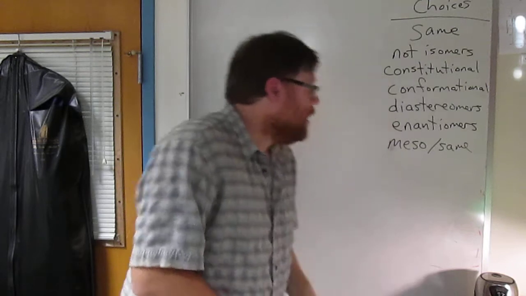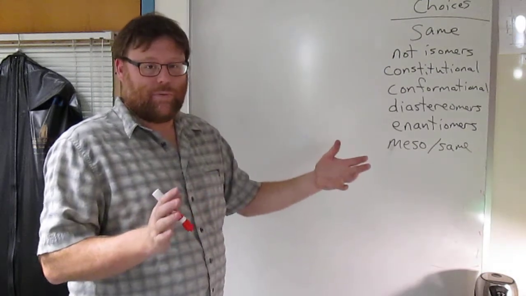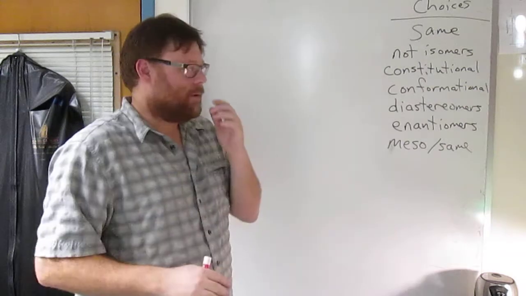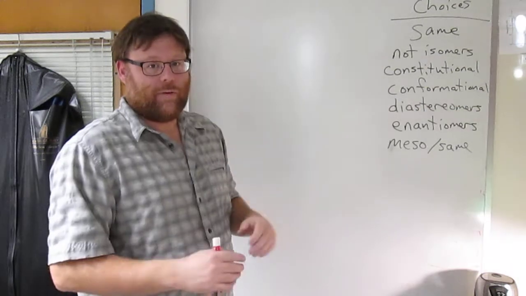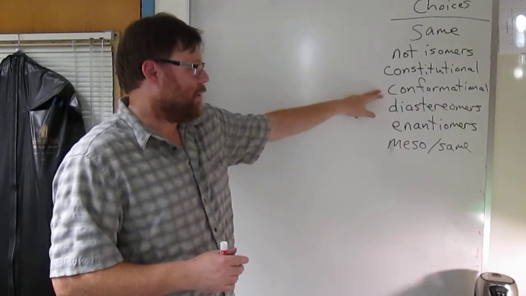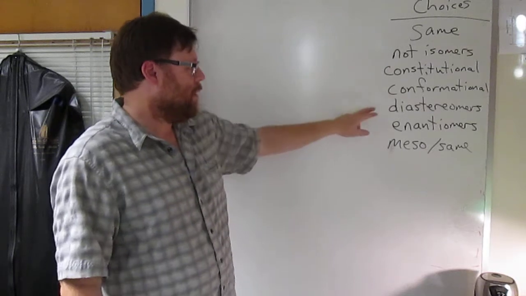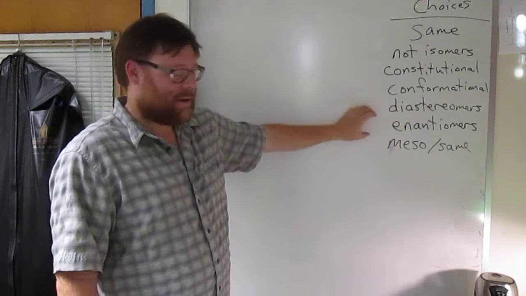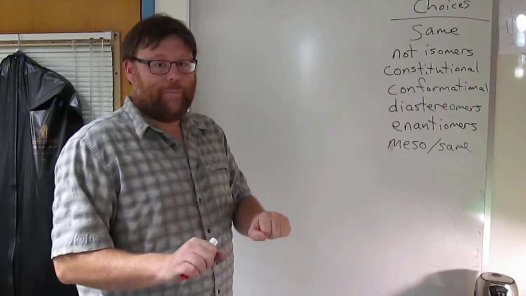And the choices are, the two structures could be exactly the same. That is, they're not isomers of one another, they're the same structure. And that could be turned around or flipped or whatever. The other is that they're not isomers at all. They don't have the same molecular formula. Okay? Finally, they could be constitutional isomers. They could be conformational isomers, two different conformations that can freely switch back and forth. They could be diastereomers. They could be enantiomers, that is, stereoisomers of some sort. They could also be meso structures that are the same.